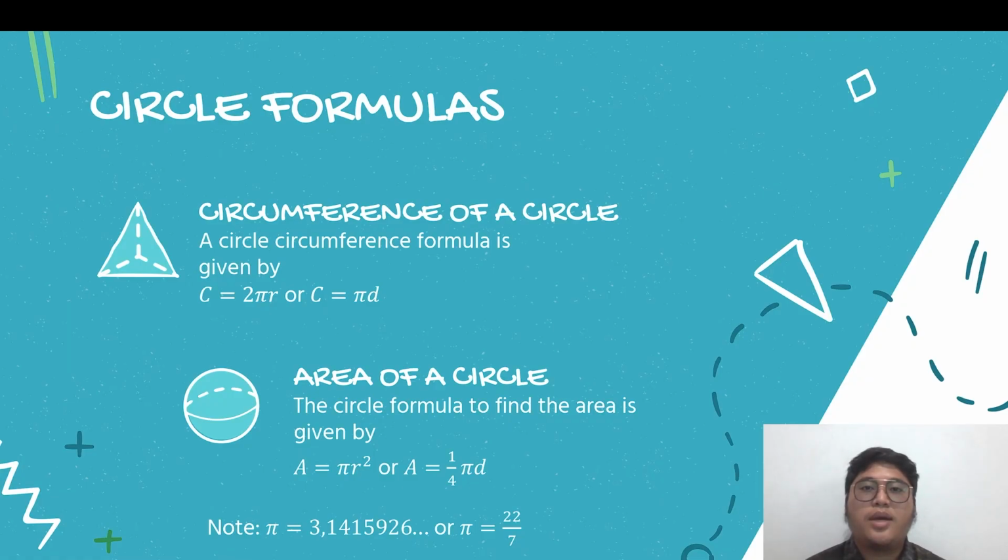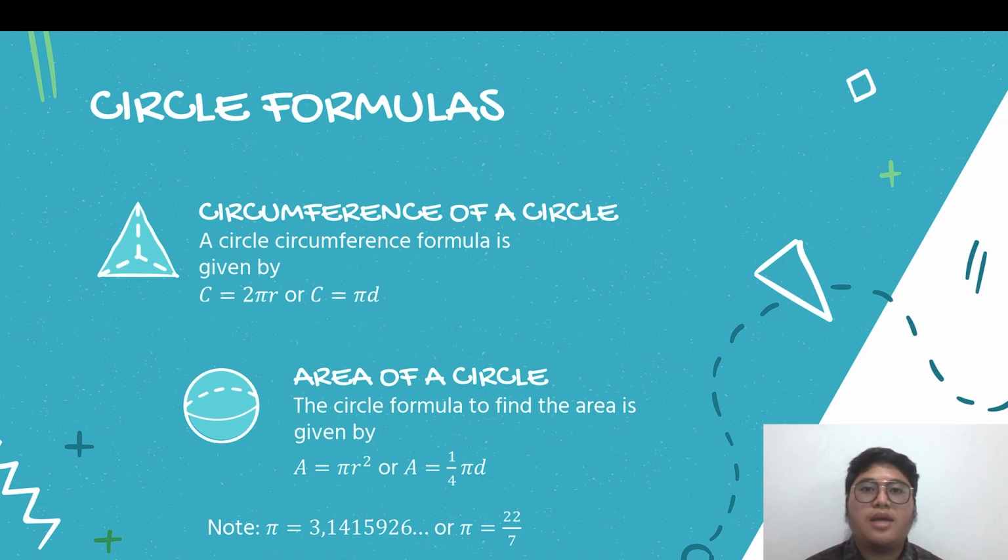Okay, so the next topic is circle formulas. The first circle formula that we got here is circumference of a circle. The circumference of a circle is defined as the distance around the circle. The word perimeter is also sometimes used, although this usually refers to the distance around polygons, figures made up of straight line segments. A circle circumference formula is given by C equals 2 times pi times r, or C equals pi times d, or diameter.